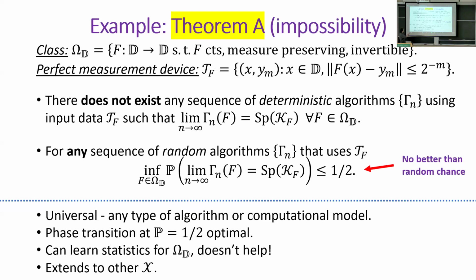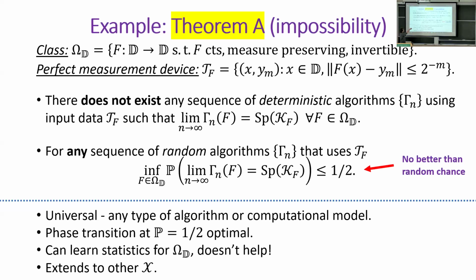This is a universal impossibility result. It encompasses any type of algorithm, so it's not just DMD or neural networks or anything like that, anything. And also any model of computation. Even if you could do real number arithmetic on a computer without round-off, you still can't get past these impossibility results. The phase transition here at a half is optimal. There's some interesting maths behind that I won't go into.